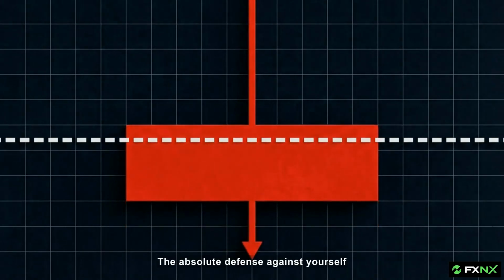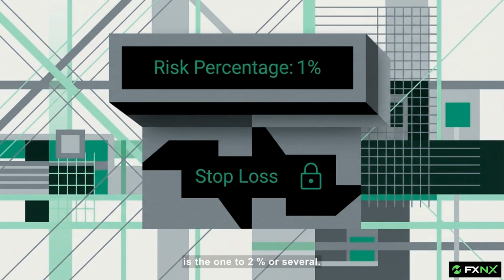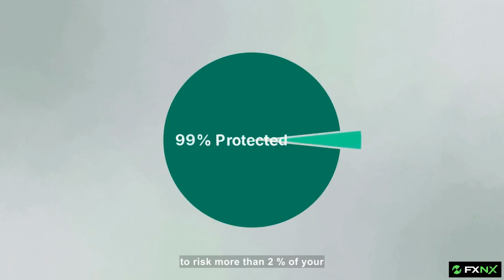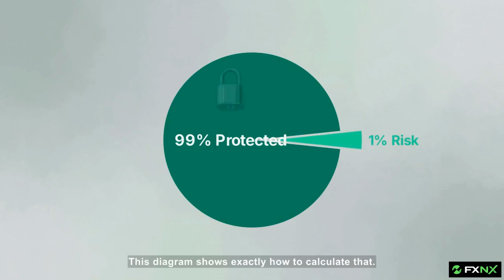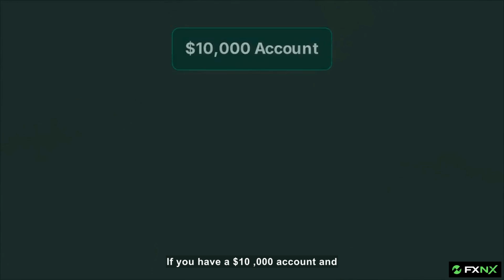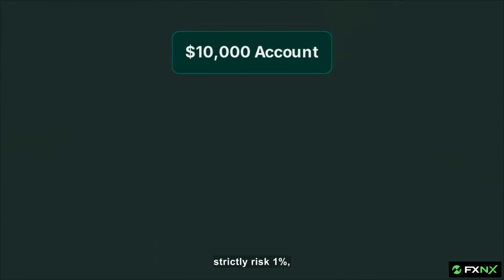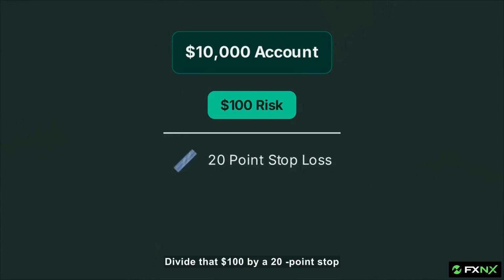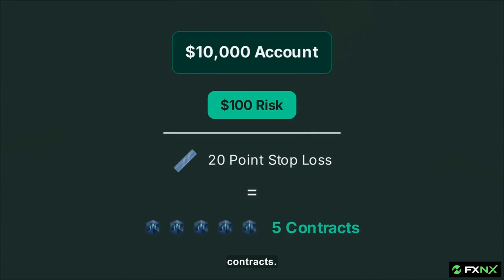The absolute defense against yourself is the 1% to 2% risk rule. You simply never allow a single trade to risk more than 2% of your total available capital. This diagram shows exactly how to calculate that. If you have a $10,000 account and strictly risk 1%, your maximum loss is $100. Divide that $100 by a 20-point stop loss, and your maximum position size is exactly 5 contracts.